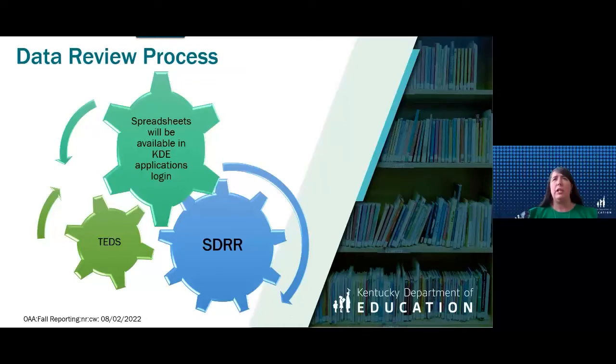Excuse me, not on the spreadsheets. You'll just see the participation status, whether the student tested or not. But then in SDRR, you'll be able to see your post-secondary readiness scores, and that's for that academic portion only. You'll be able to see those scores and be able to make any changes. You'll have to go back to SDRR and be able to see that for post-secondary readiness scores.